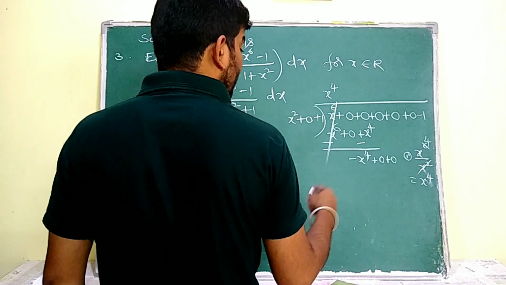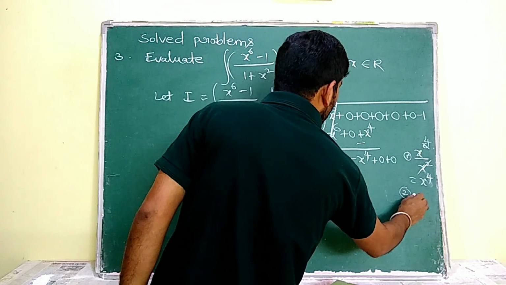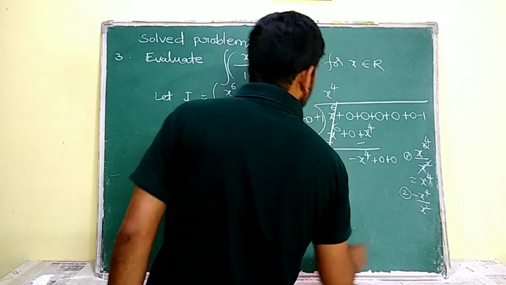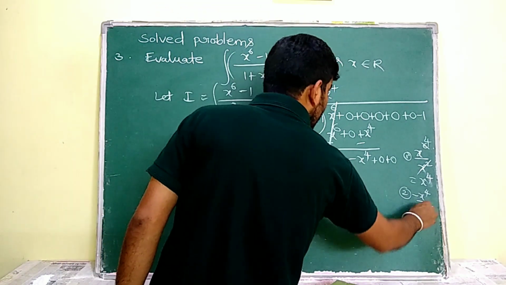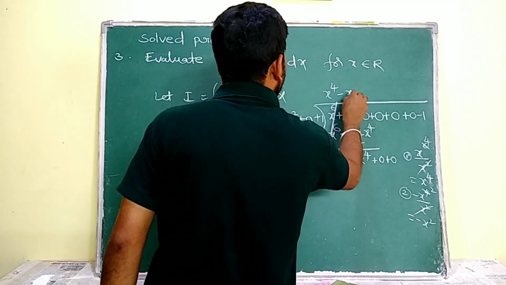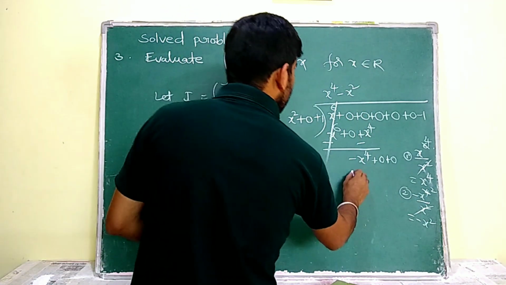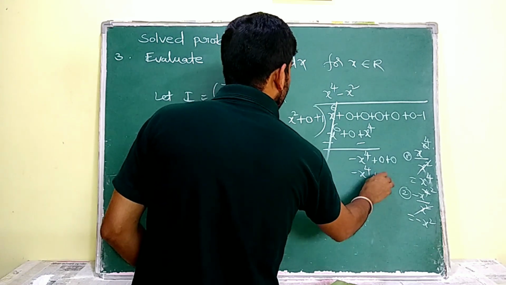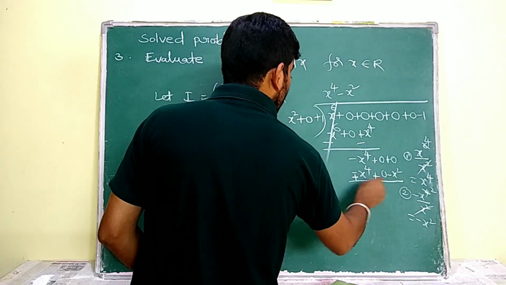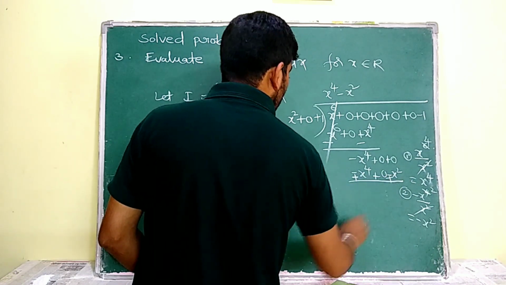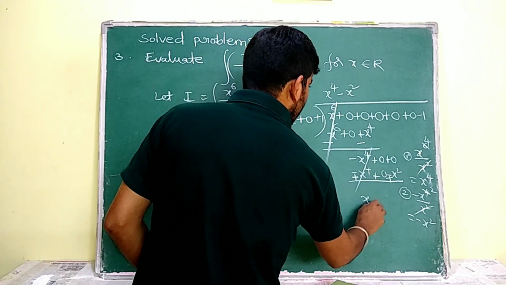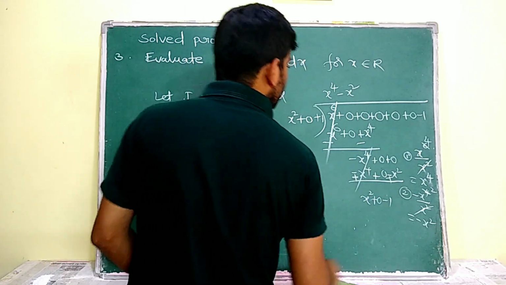To obtain the next term in the quotient, I am going to divide the first term of the dividend with the first term of the divisor. Here 2x and 2x are going to be cancelled, then it is minus x square. So minus x square I am going to write. Now it is minus x to the power of 4 plus 0 minus x square. While we are going to simplify, you have to change the signs. These two are going to be cancelled. It is x square plus 0 minus 1.